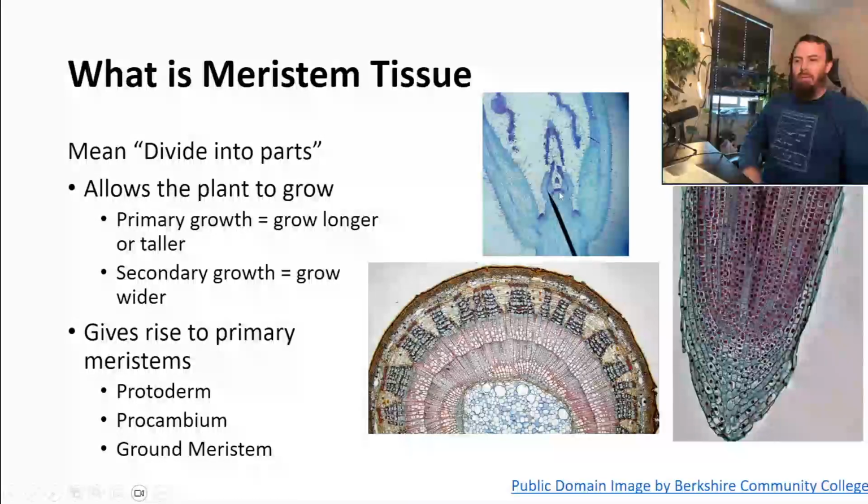Now, meristematic tissue gives rise to the three primary meristems. So the shoot apical meristem here is going to grow out. It grows these leaf primordia here, and it's going to give rise to three different types of primary meristems. Those are protoderm for dermal tissue, procambium for vascular tissue, and ground meristem for ground tissue.